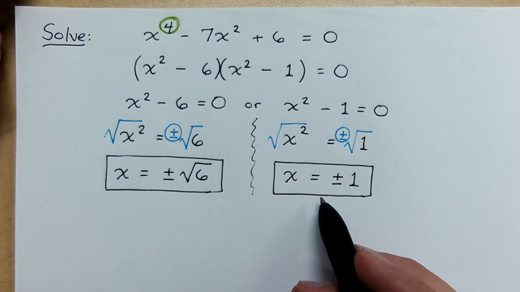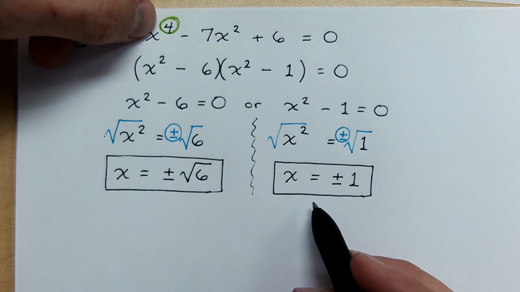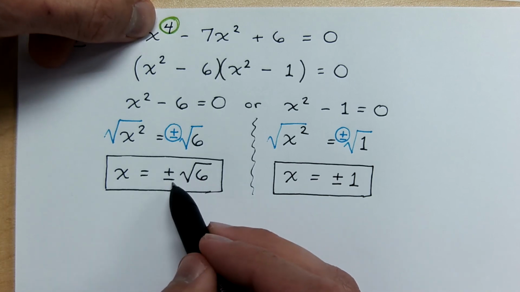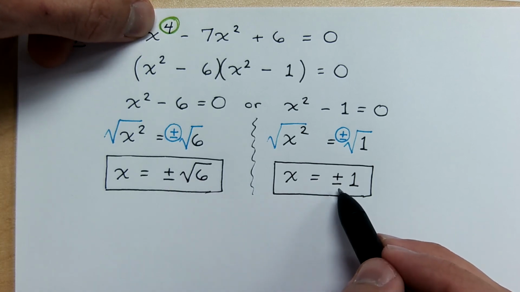What do you guys think? We're supposed to have 4 solutions because of this. We've got 2 here. We've got 2 more here.